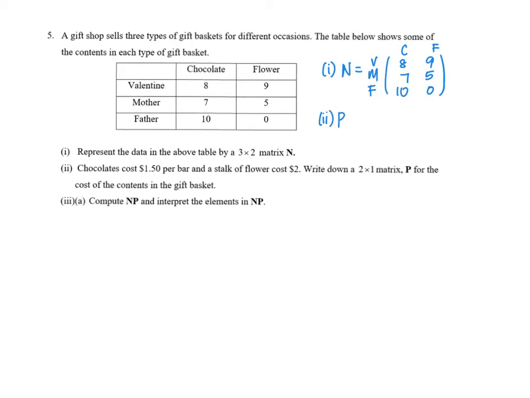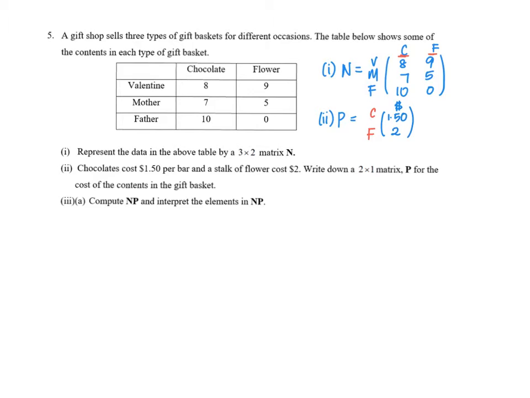So part 2, the 2 by 1 matrix will be 2 rows. In this case, we are looking at chocolate and flour. So we shall have 2 rows to be chocolate and flour. And our column is obviously the price. So it's $1.50. Remember to add a 1.50 because we're talking about money, and $2.